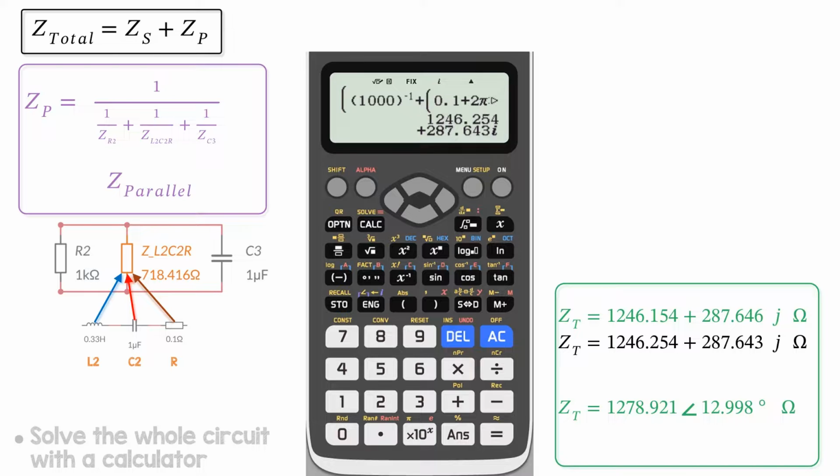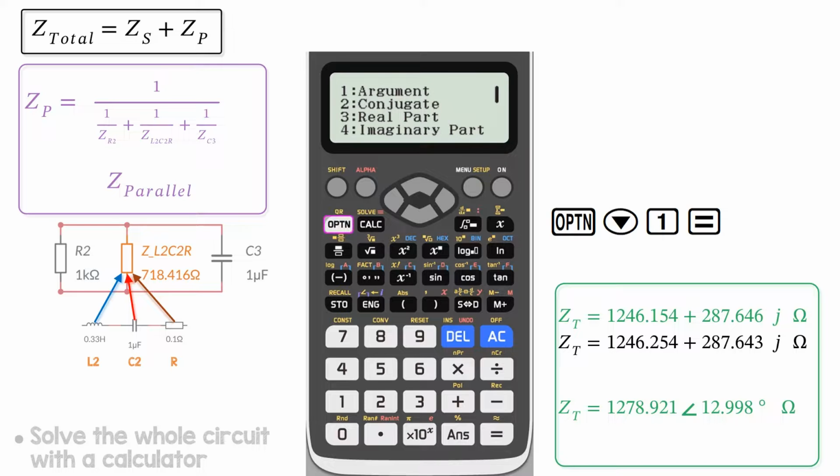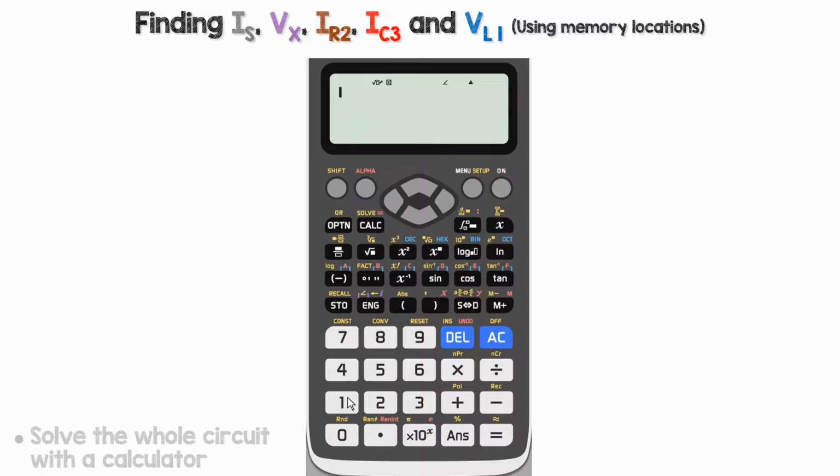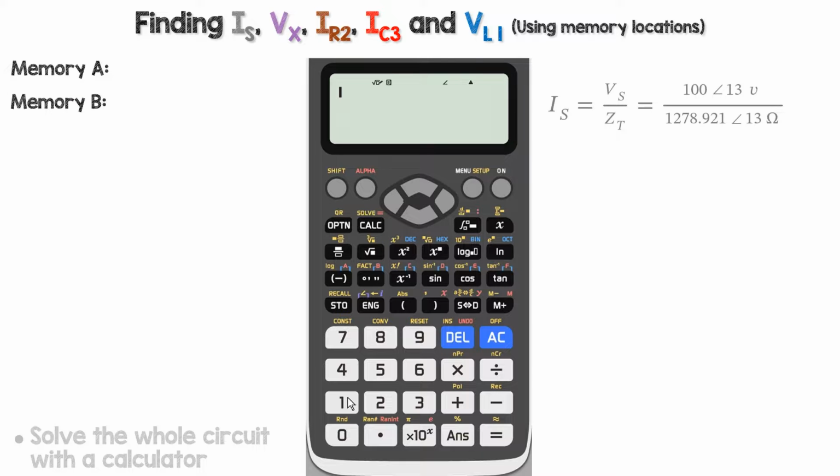Then to convert it to polar, to check how accurate it is in polar, press option, down, 1, and equals. So this is even more accurate than what we did in the last video because we haven't rounded at any point. That's our total impedance. And I've shown you the methods of finding Z parallel and all of the other things. So now we found the total impedance, let's work out the total current, and a few other currents and a voltage.